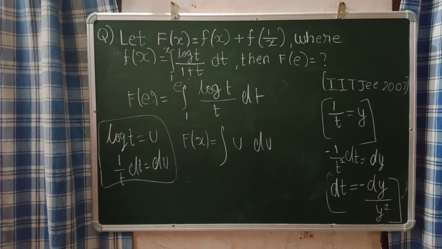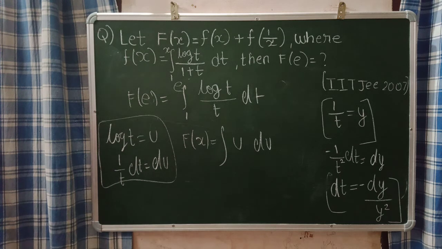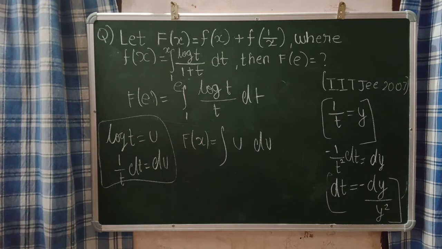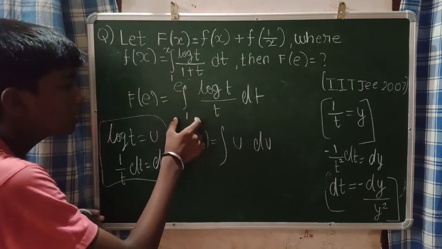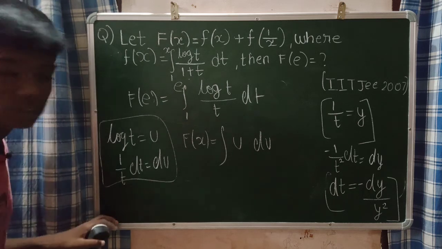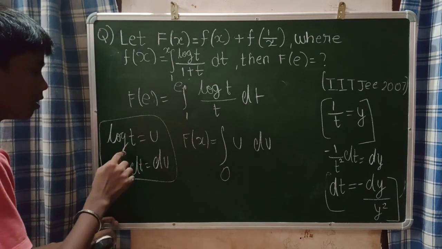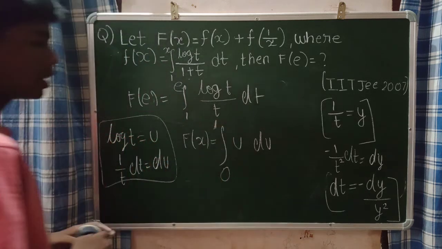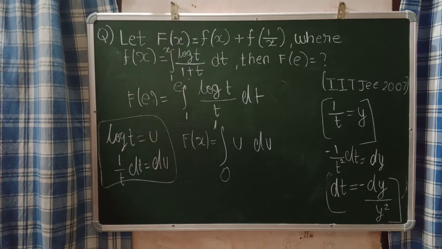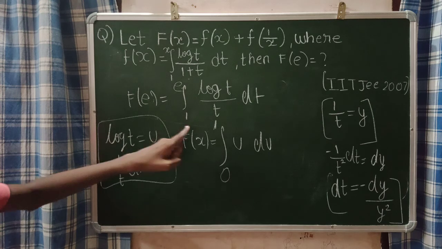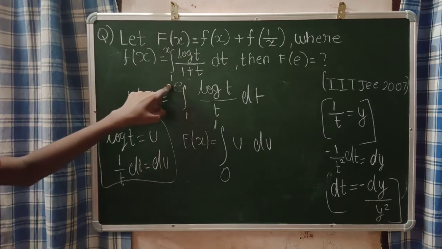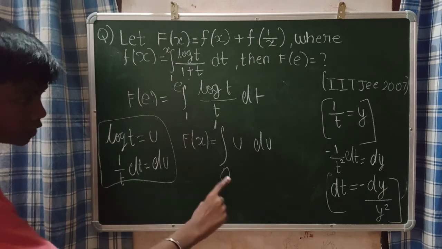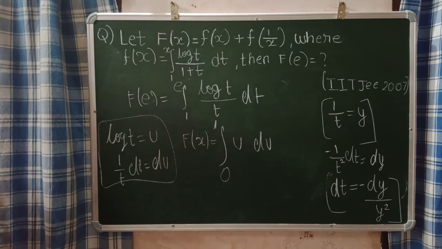Now, when you put log t as u and 1 by t dt as du, this is the inside expression that you will have. Then the limits will also change. How will they change? The lower limit you are having 1, so log of 1 is 0. Then the upper limit you are having e, so log of e is 1. So this is what you will have. When t is 1, log of 1 is 0. When t is e, log of e is 1. That's how your limits change.